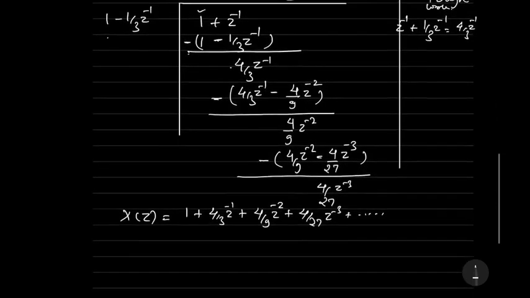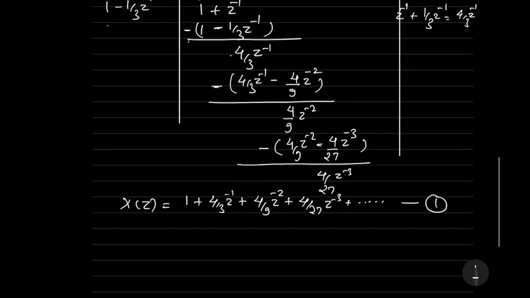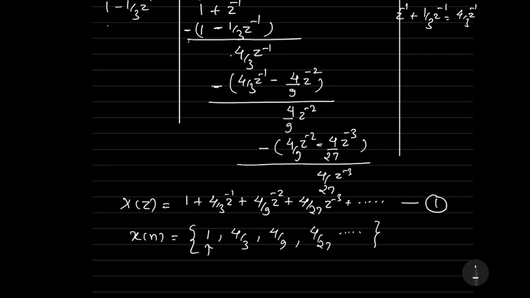Now take the inverse. We call this equation 1. Now take the inverse of this equation 1. We get x of n is equal to the sequence 1 when n is equal to 0, then 4 by 3, 4 by 9, 4 by 27 and so on. This is the result, and this is a causal sequence, a right-hand side sequence, 1 and so on.